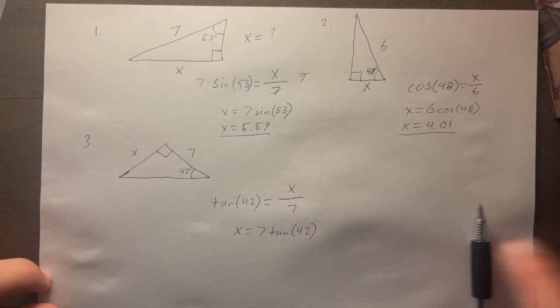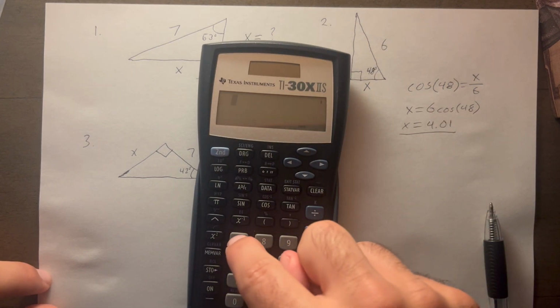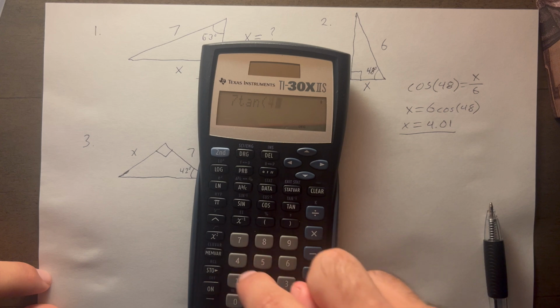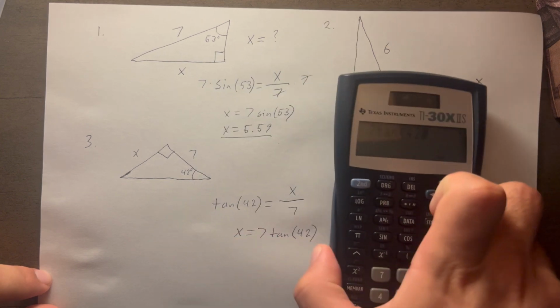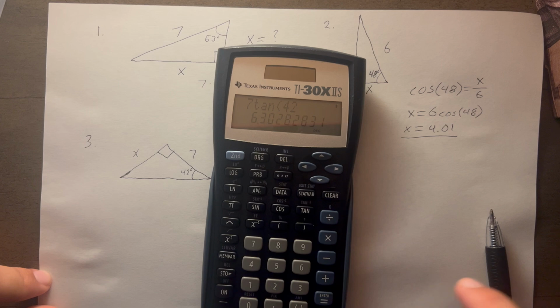All right, do it on the calculator. 7 tangent 42. That's right. Yep. 6.30.